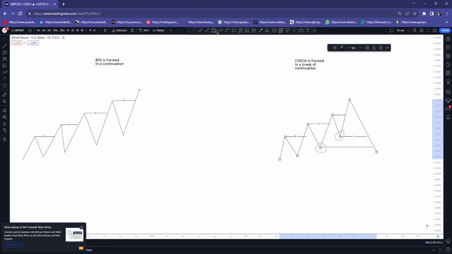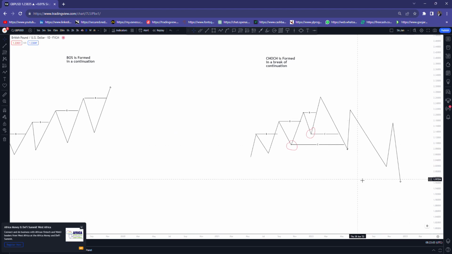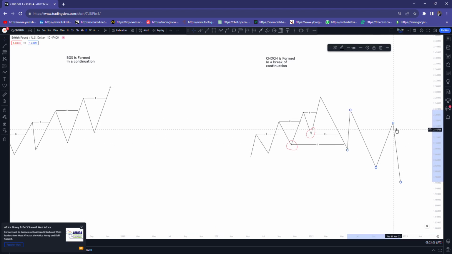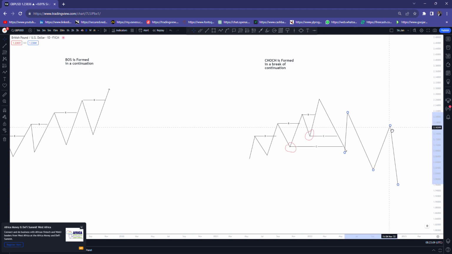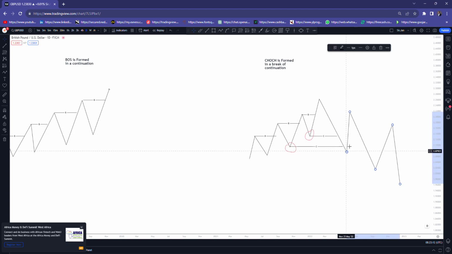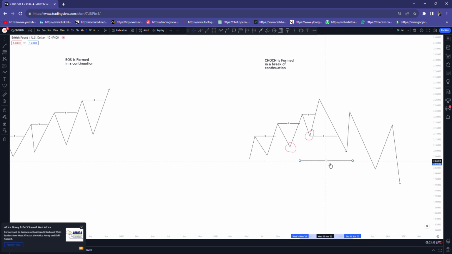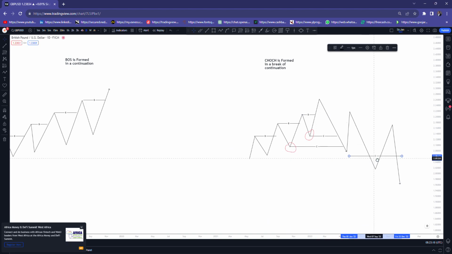The only time we will see a break of structure is when this price comes from here, goes back to the order block. Sorry. This is the only time. This is the only time we will see this as a break of structure. This as a break of structure. When it came, it broke and went back to the upside, then continued to the downside.